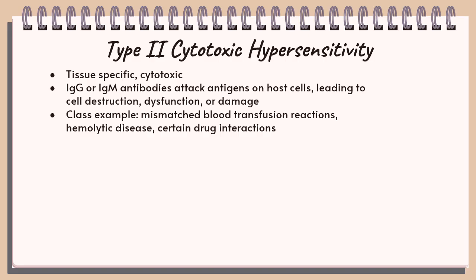Autoimmune hemolytic anemia, like hemolytic disease. These are antibodies that target red blood cells. Rheumatic fever is another example. Antibodies target heart tissue after a strep infection. Myasthenia gravis is another example. Antibodies block acetylcholine receptors at neuromuscular junctions. Graves' disease, antibodies stimulate the thyroid gland. These are just all examples, okay?